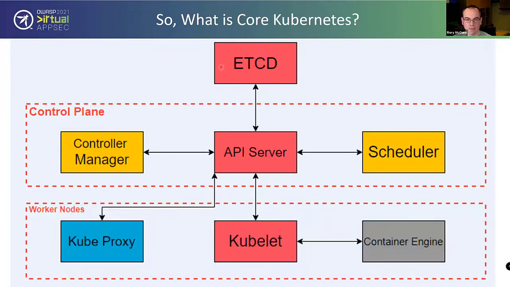etcd is the last one I haven't mentioned, and that is a fairly simple key value store database. Kubernetes by default is ephemeral. It doesn't store state, so it needs some external data store. It doesn't have to be etcd, but pretty much every major distribution uses etcd. So a compromise of that will also cause us security problems.